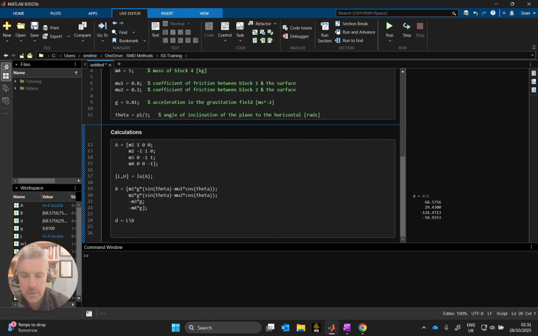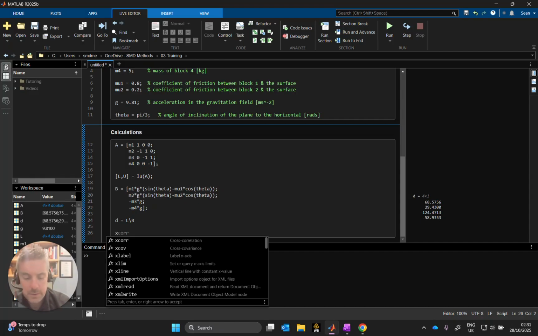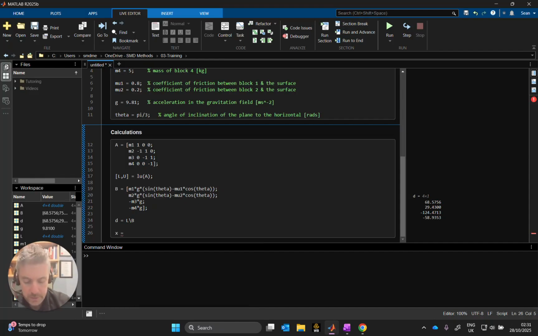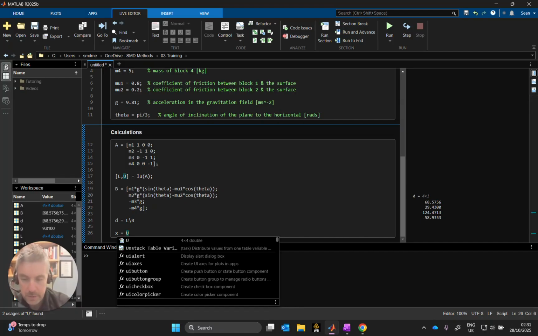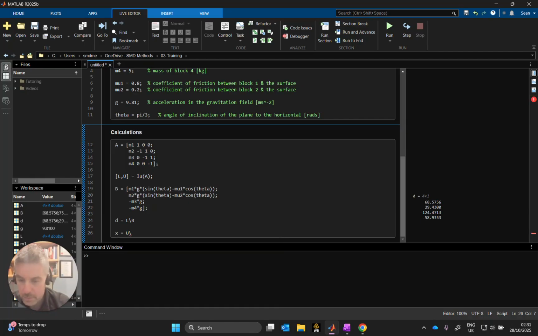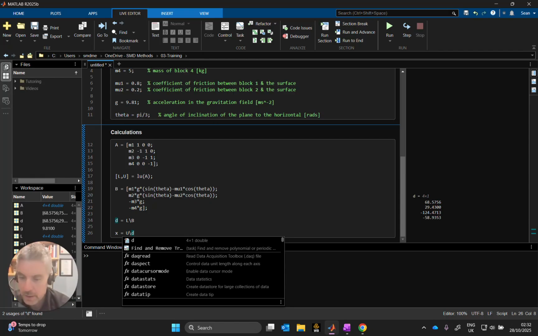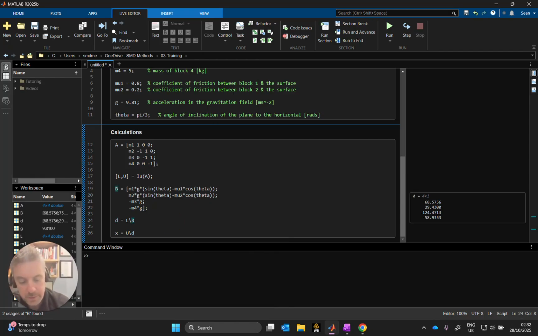And now what I'm going to do is solve for my x's. So let's call it small x. x is going to be equal to, I take my upper matrix now, and I'm going to use this backward slash again, but I'm going to backward slash in the d to that. So let me semicolon that off and let me run this.